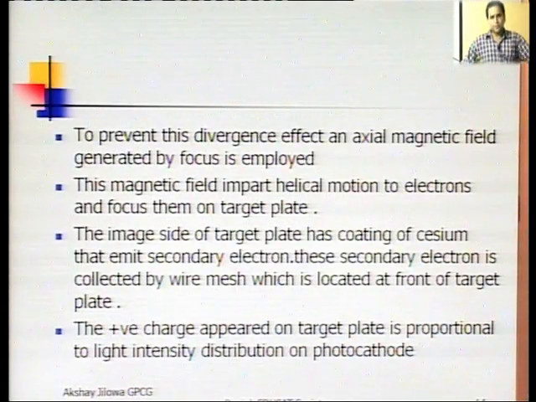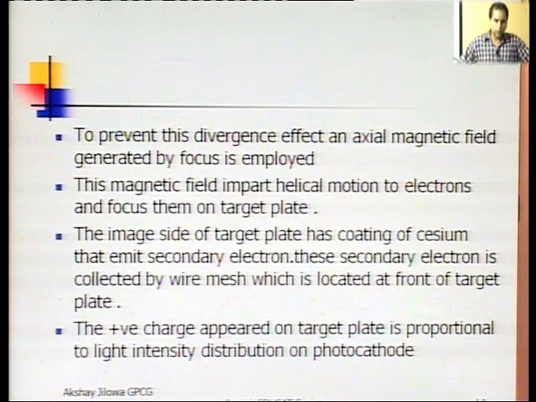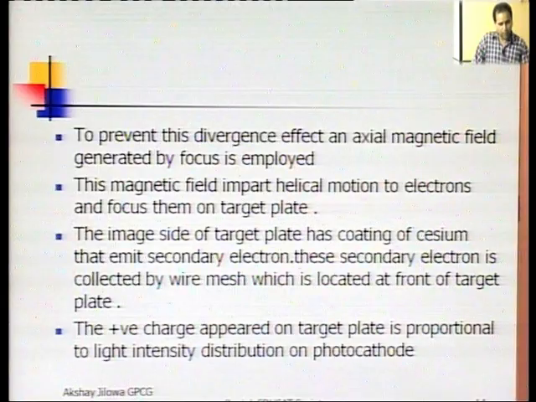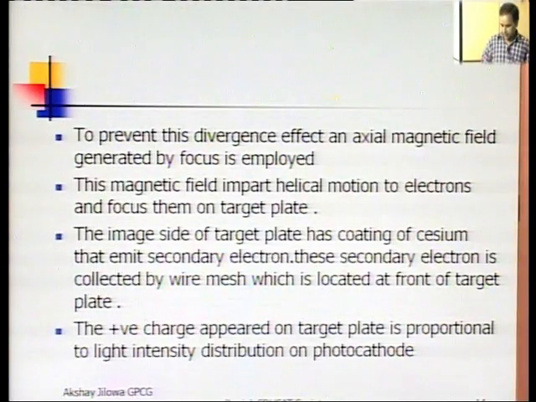The positive charge appearing on the target plate is proportional to the light intensity distribution on the photocathode. What is the amount of positive charge at a particular area of the target plate? It is proportional to the light intensity distribution on the photocathode. What is the light intensity at a particular area of the photocathode? Depending upon that, the positive charge will appear at the target plate.